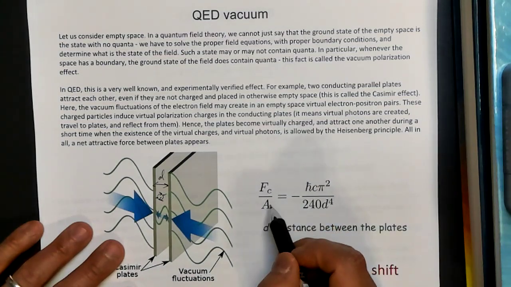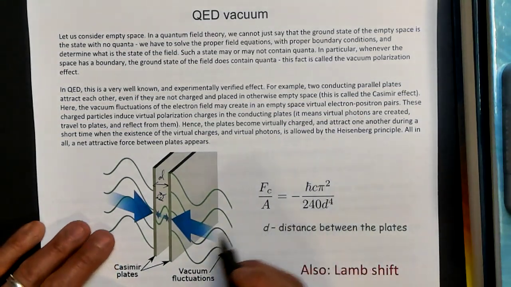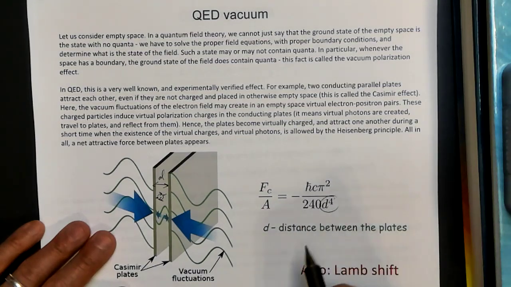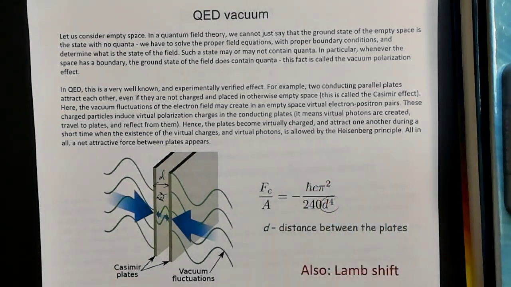And this actually has been measured. It's what's called the Casimir force, and it's proportional to 1 over the distance to the 4th power. It's a very small coefficient though, so it's a small effect, but it's measurable.